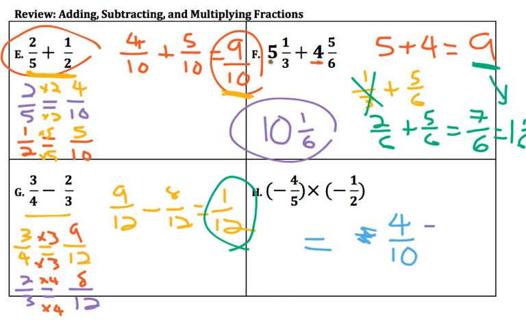And 4/10, if we simplify it, divide both the 4 and 10 by a common factor of 2, you would get 2/5.